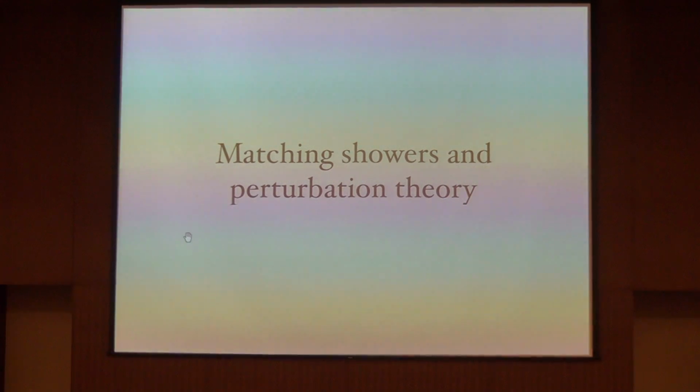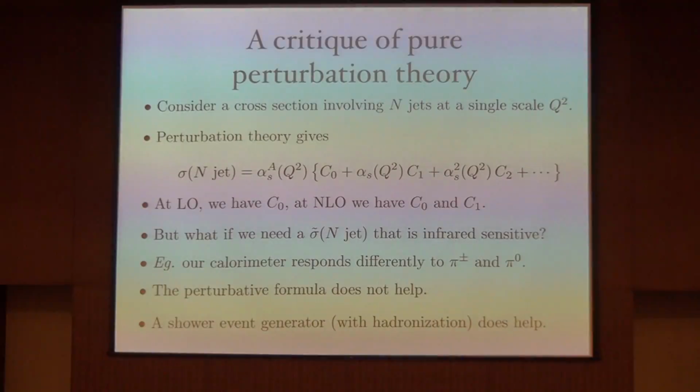You want to sometimes match showers to perturbation theory. So let me just tell you why you do that, and I'll let you know that there's a big industry to do that. In perturbation theory, you have a cross-section that you calculated, say, to make n jets, and it's alpha s to the power a in front of everything at the Born level, and then times a series of contributions with higher powers of alpha s. So at lowest order, you just have C0, and at next-to-leading order, you have C0 and C1, etc.